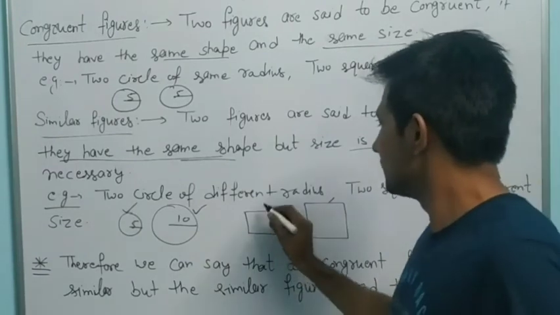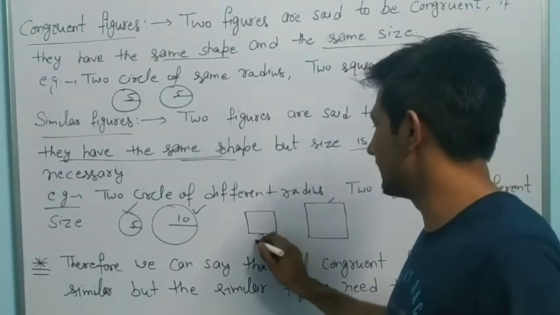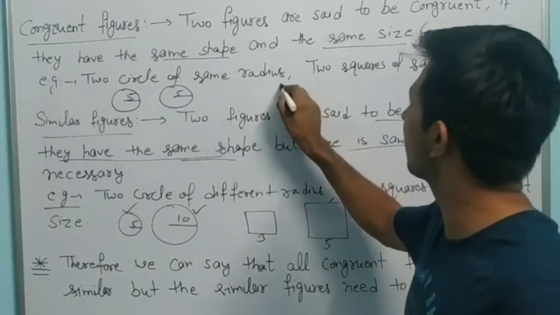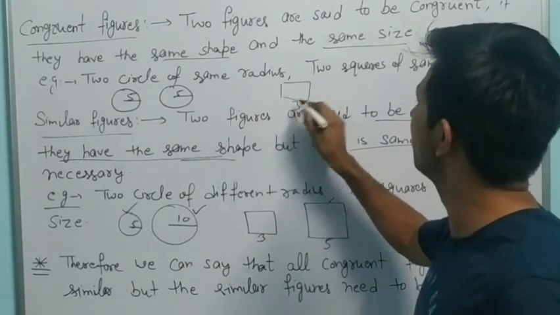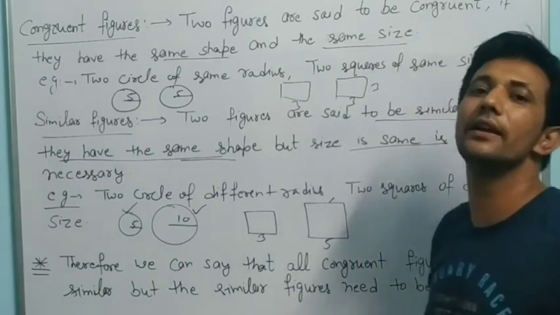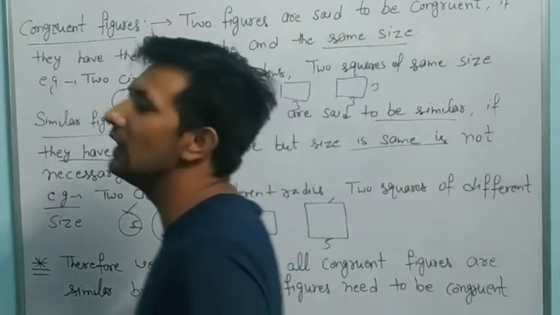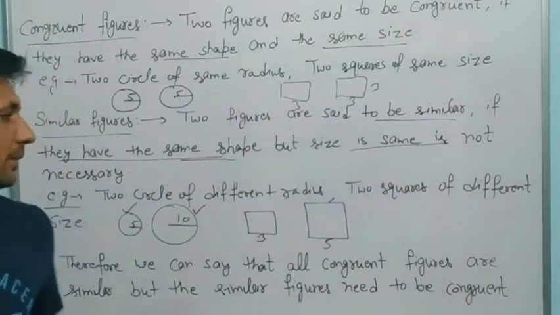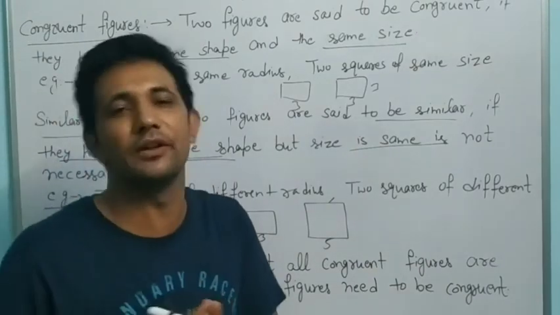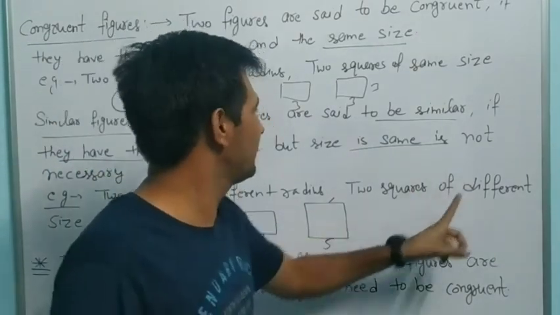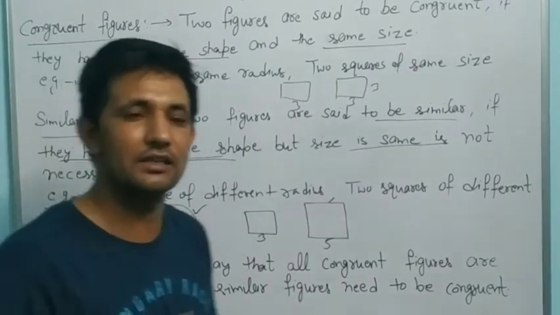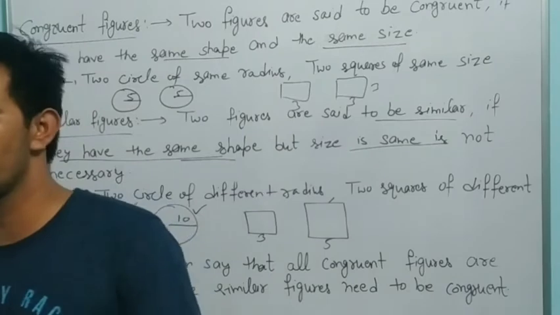Same as it is. It is a square, beta. Its side is 3 centimeter. Here its side is 5. 3, 5. And here both squares should be 3, 3. Then they are congruent figures. Understand? So only one thing you have to remember for similar figures: same shape. The shape should be the same, okay? But it is not necessary that the size is the same. Understand? No doubt in it, dear.